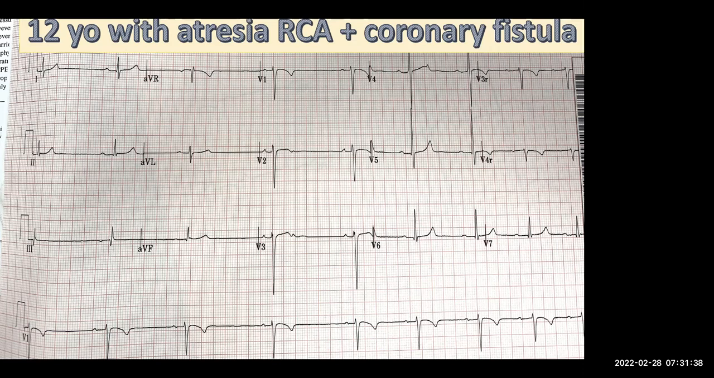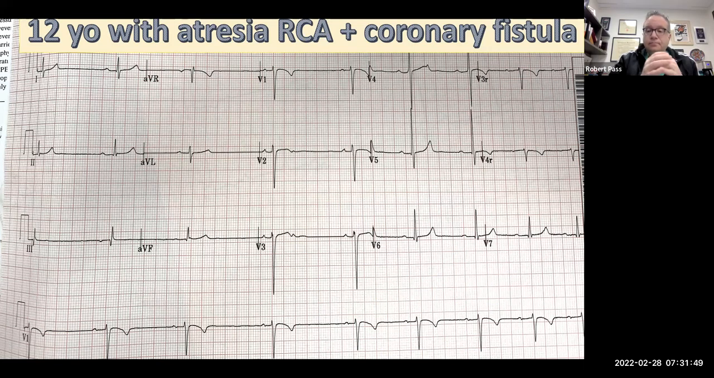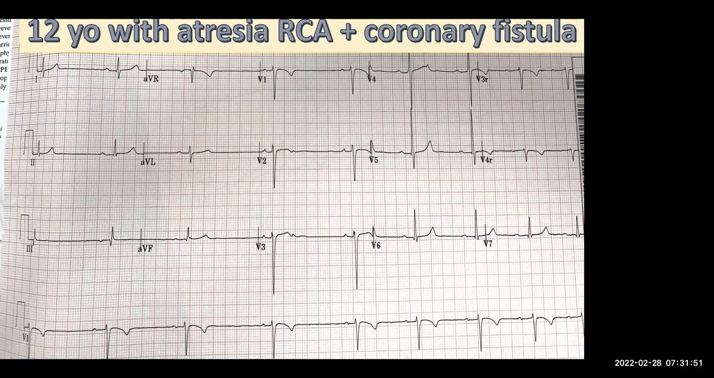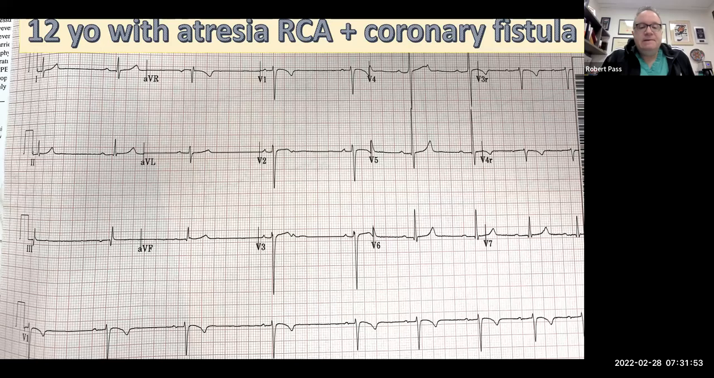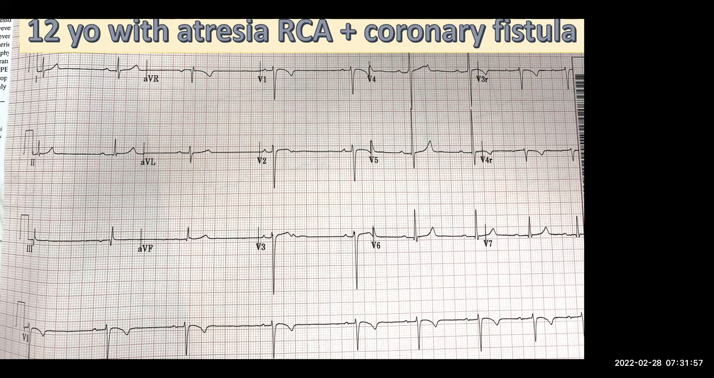And I'm trying to see if there's anything else I'm missing in terms of rhythm. Maybe in V3 I thought there was an additional P wave, but I don't really see it. Actually, I don't see it anywhere else. I think it's just a T wave. Agree with you. So with the history and the sinus bradycardia, although it does pick up later in the strip, maybe it's a brief bradycardia.